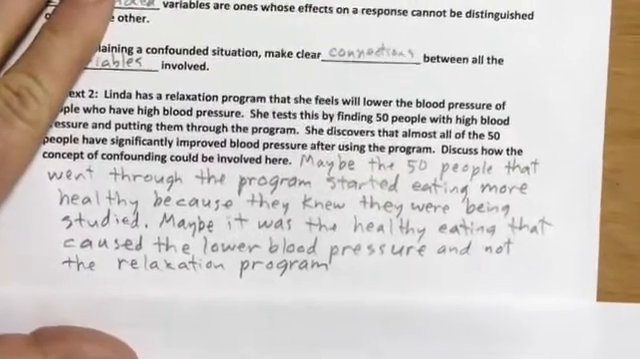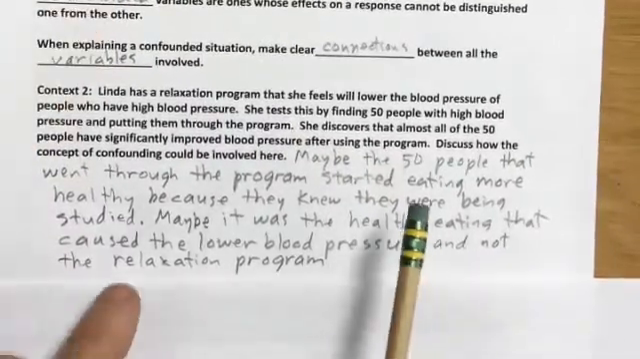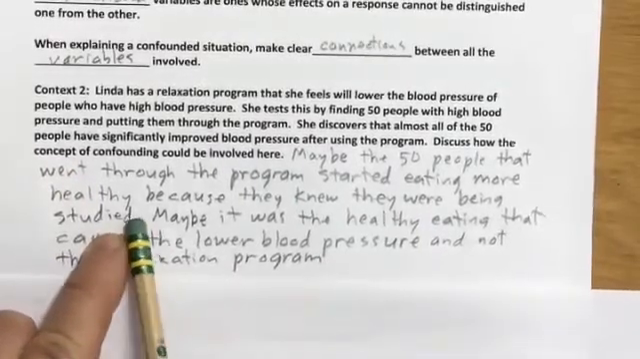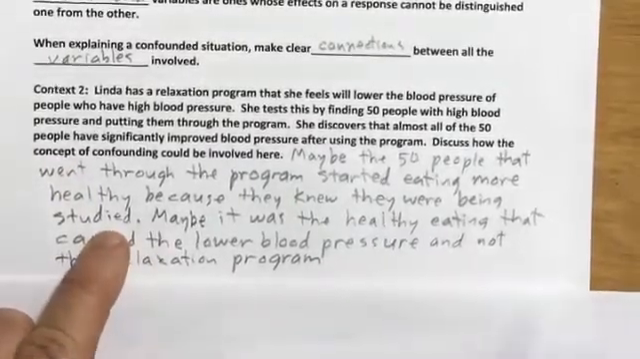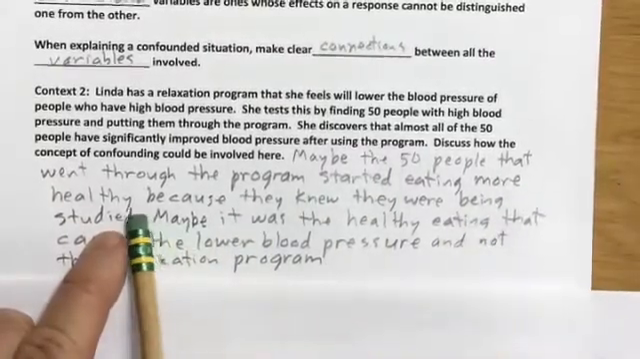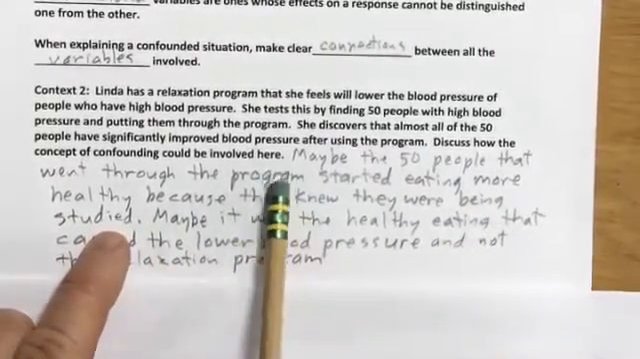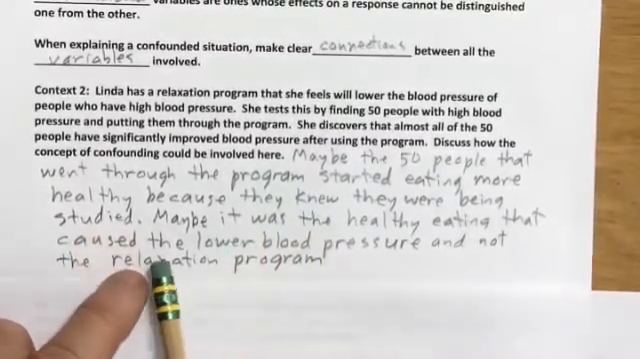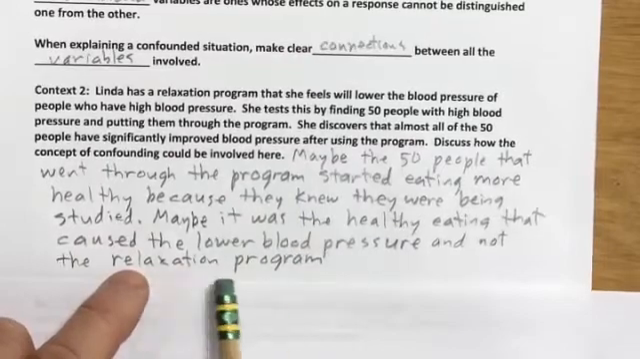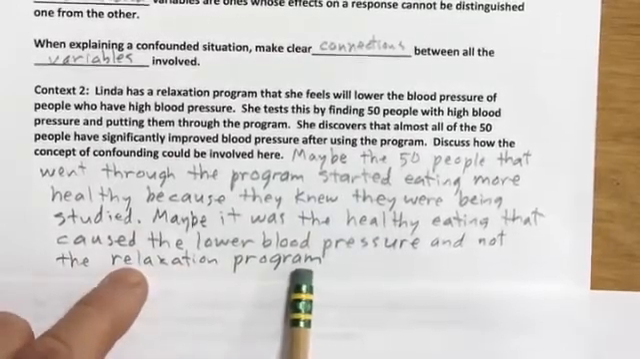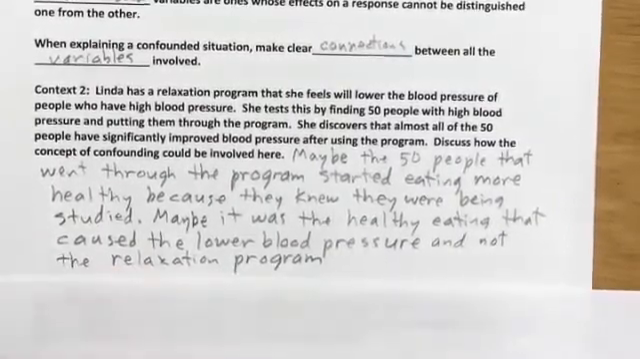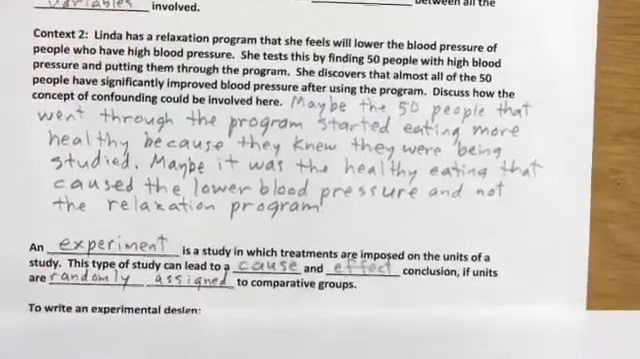All right. Maybe the 50 people that went through the program started eating healthy because they knew they were being studied. So I've connected the other variable, which is eating better. I've connected it with the explanatory variable, the program. Okay. Maybe it was the healthy eating that caused the lower blood pressure and not the relaxation program. So I've connected the healthy eating with the relaxation program, and thus I've connected the variables. So that is a potential confounded situation.